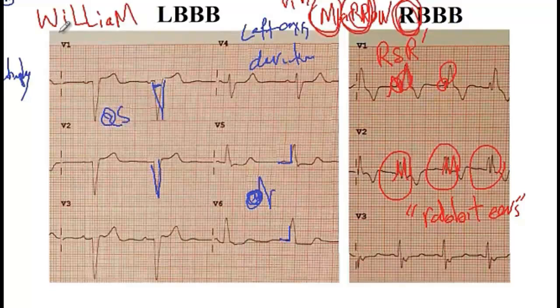With left bundle branch block, there is usually some notching in V1 and V2. Here we don't usually see it, so not necessarily all the time it applies to the left bundle branch block. However, it's a very good mnemonic for the right bundle branch block to use.